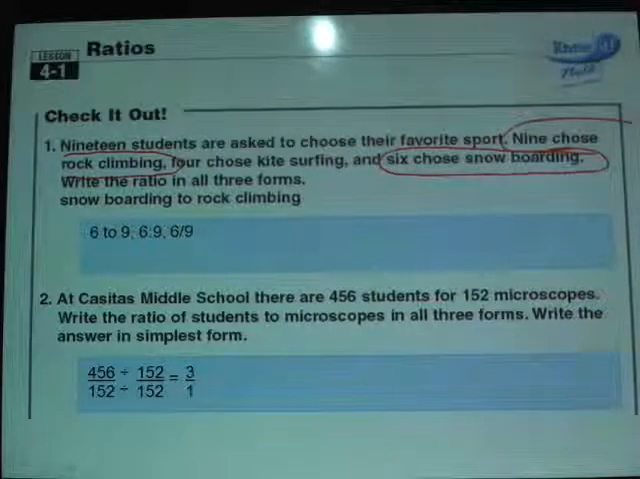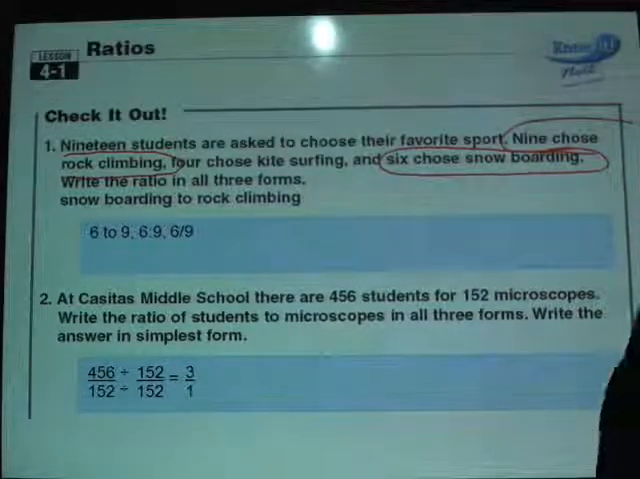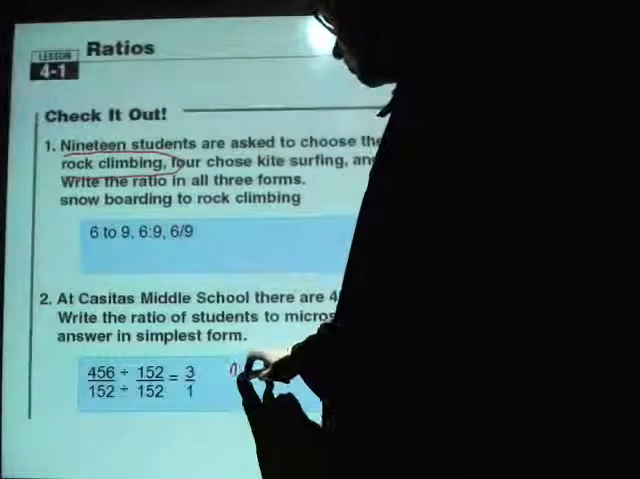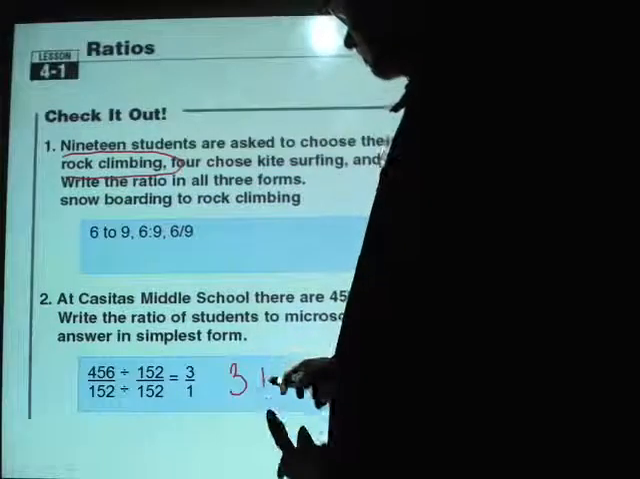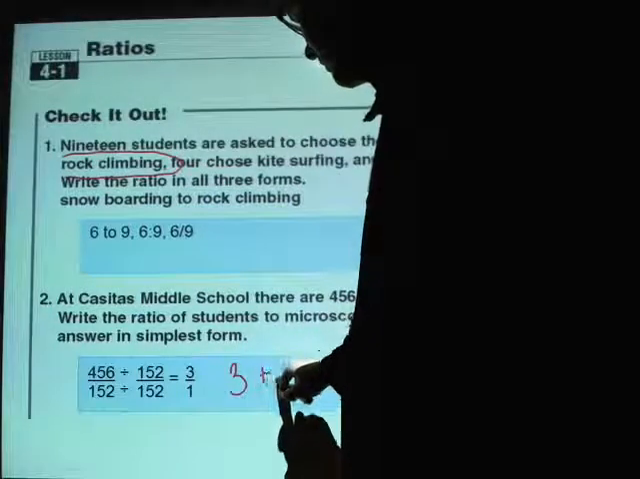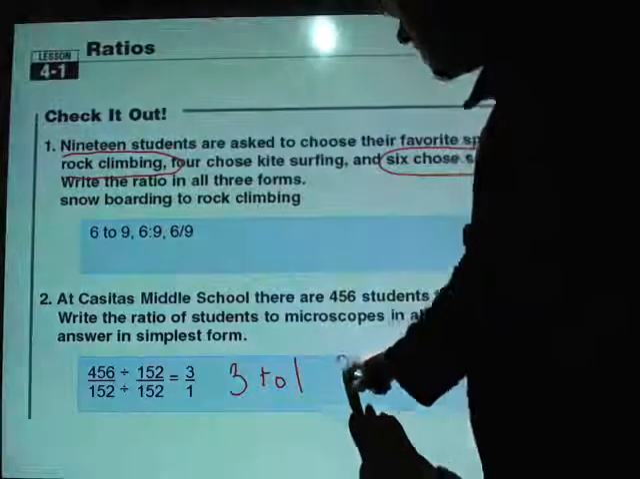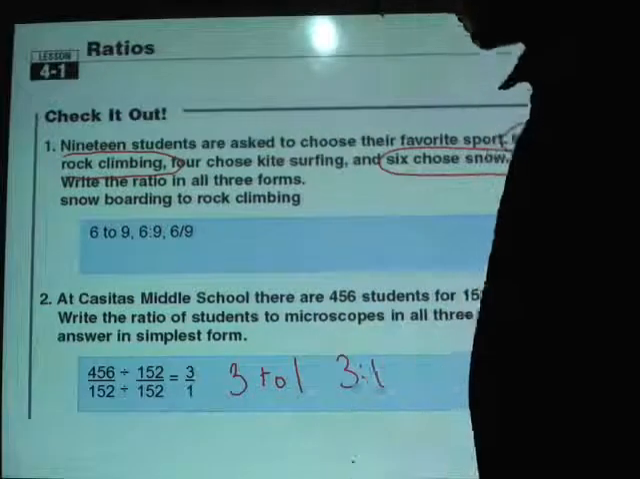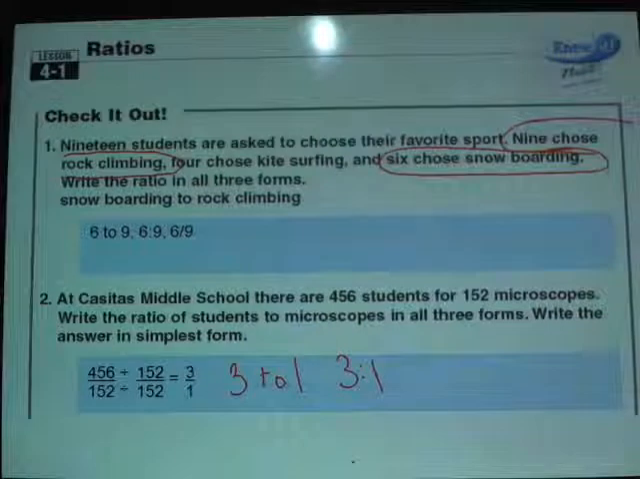Well, I can divide 152 out of both of those to end up with 3 over 1. So we know it reduces down to 3 over 1. Now we've just got to get the other forms. Obviously, fraction is one of the forms, so 3 over 1 is good. 3 to 1 would be a second acceptable answer. And 3 colon 1 would also be an acceptable answer.